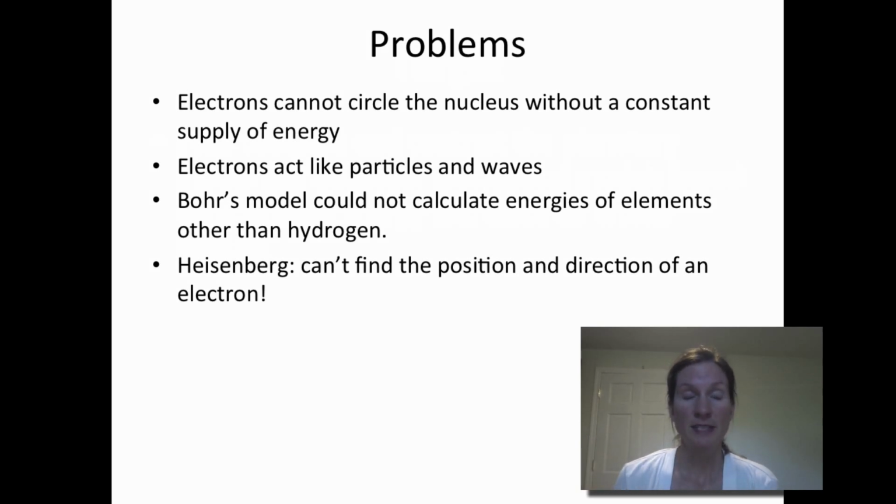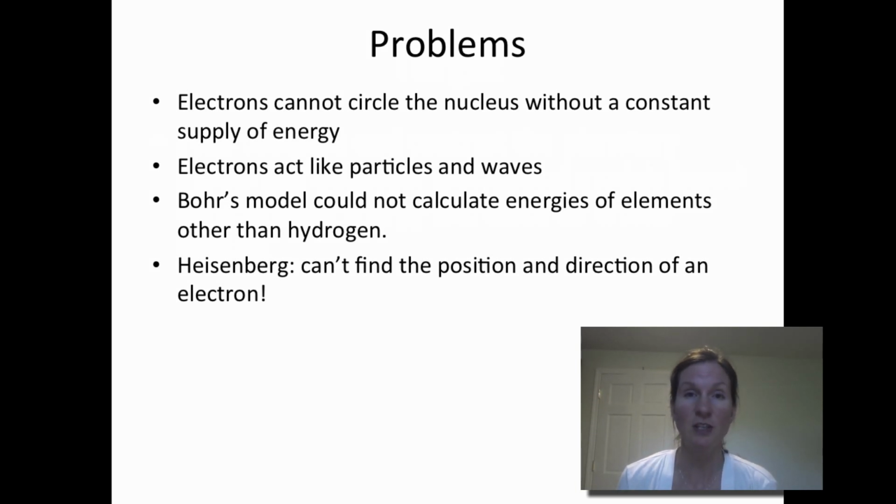The other problem is this model did not account for the idea that the electron was behaving like both a particle and a wave. Okay, if all it's doing is hanging out on this ring going in a circle, that would tend to be a particle model, but the wave was not acknowledged. The other issue, again, was that Bohr was unable to calculate the energies of any electron in any atom that wasn't hydrogen. So his model didn't work mathematically for anything but hydrogen.